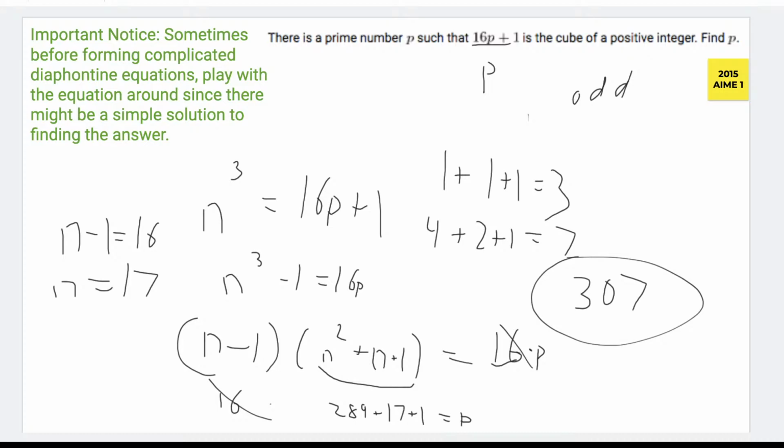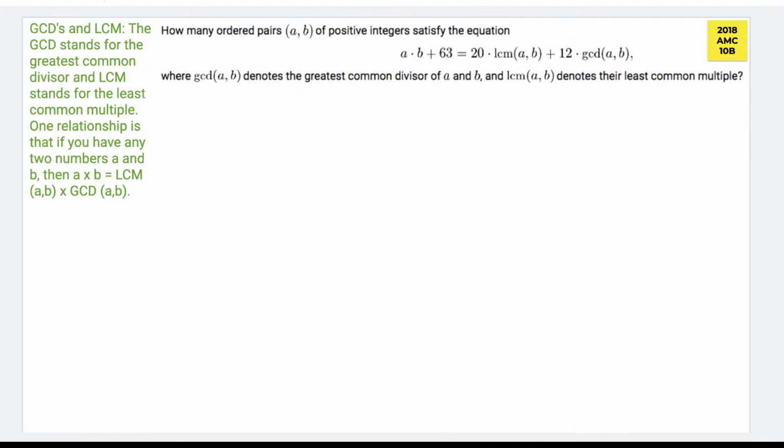So now let's move on to our next problem. Now this brings in another important concept. Maybe if you're taking the contest, like the AMC 10, you might not recognize that the GCD times the LCM is equivalent to the two numbers multiplied. I'll show you what I mean. So this concept says that if I have the GCD of two numbers and the LCM of two numbers, then if I multiply those, that's just the two numbers multiplied.